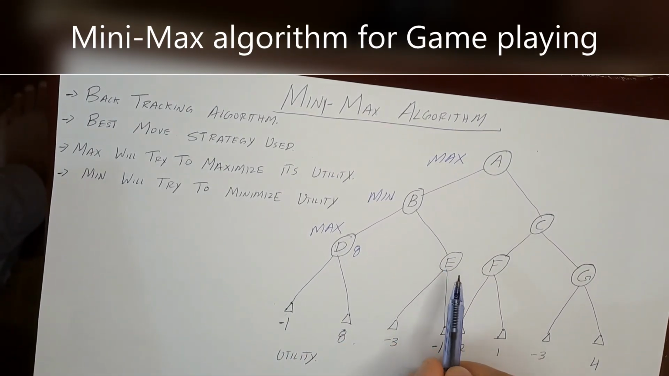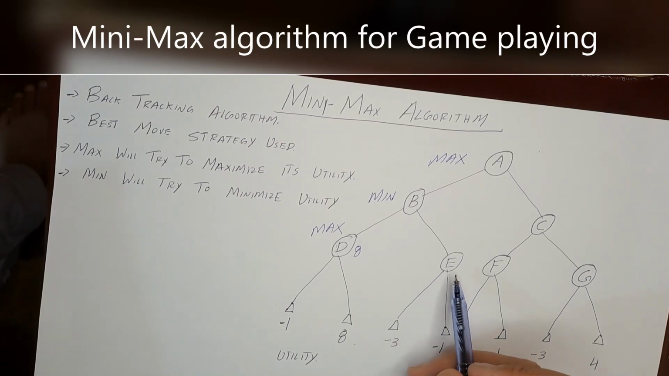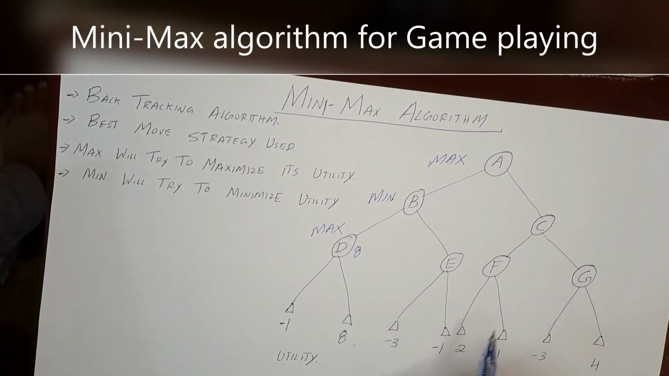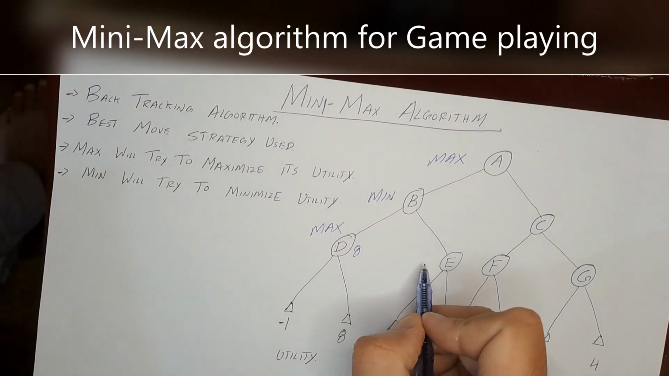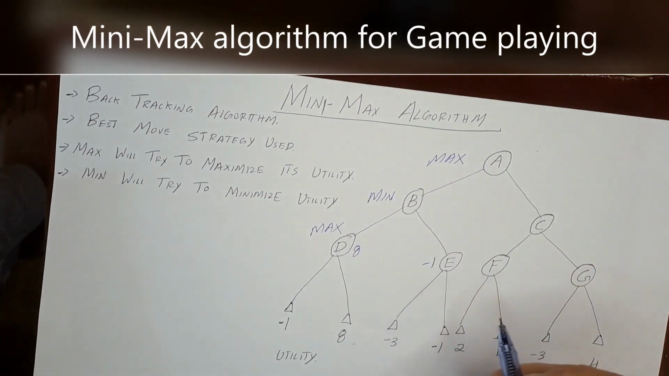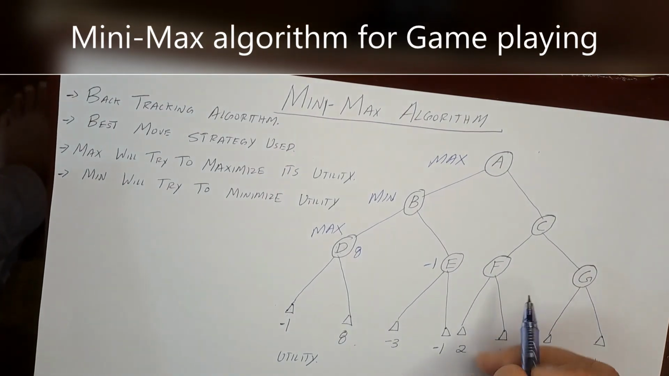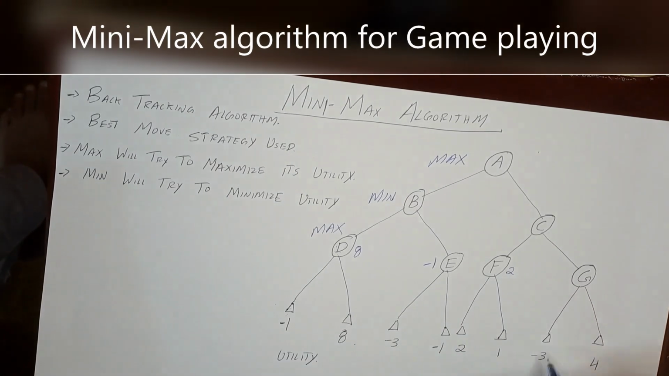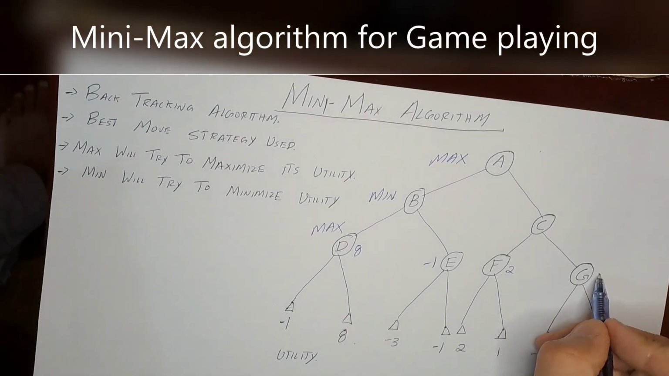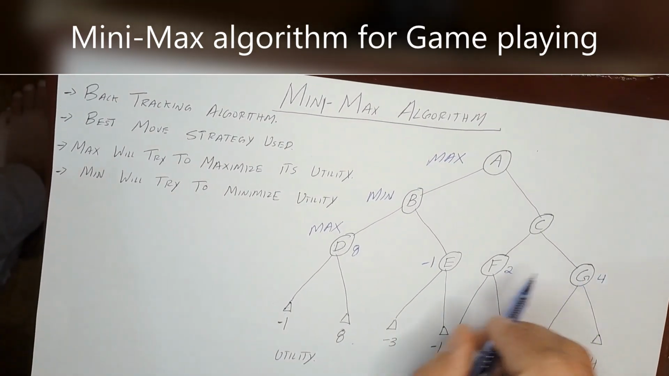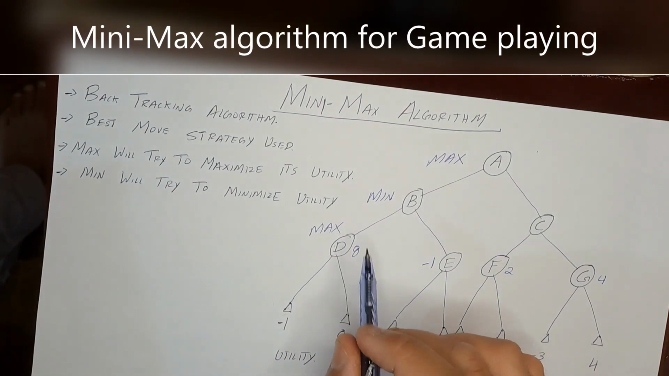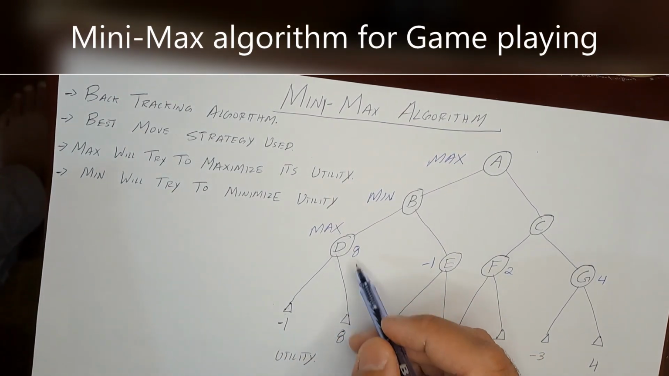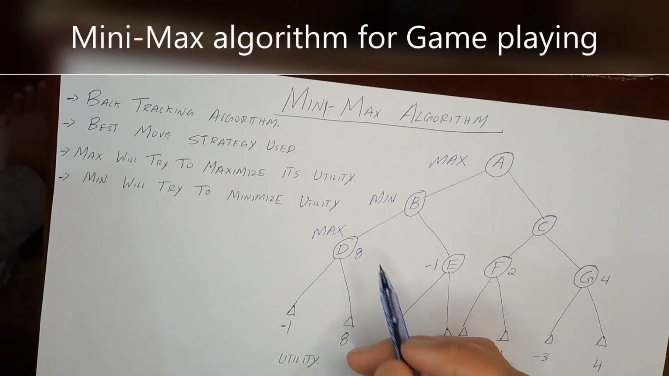Now let's move on towards node E. I'll place E. At E, he has again two values, -3 and -1. Which one should he choose? The greatest one, -1, for himself. On F, again he will choose 2, and at G, 4. So these are the values that Max will choose just before finishing the game. Let's move back towards Min.